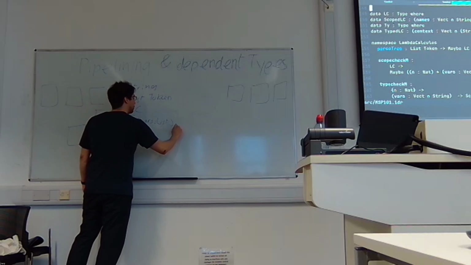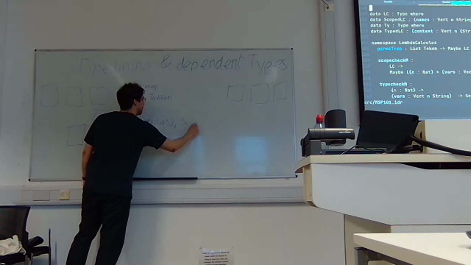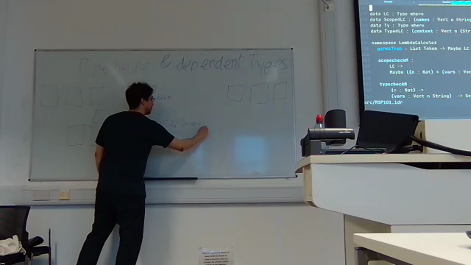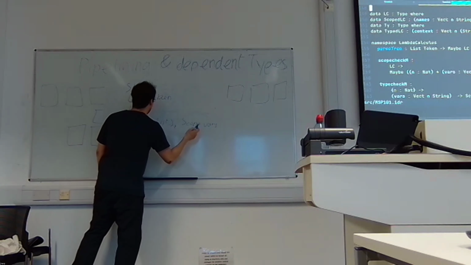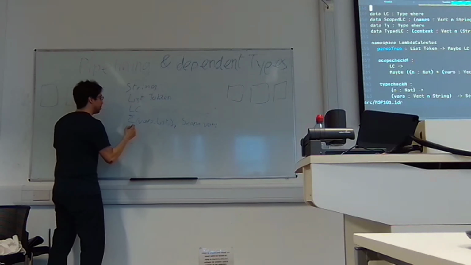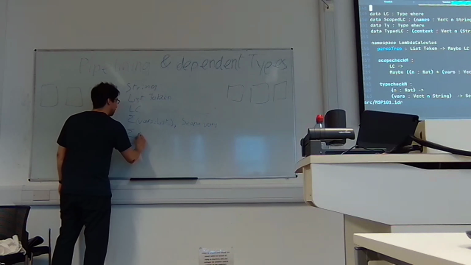And a scoped lambda calculus over those variables. And your last stage is a list of types.